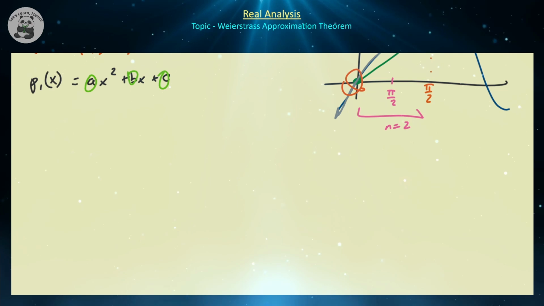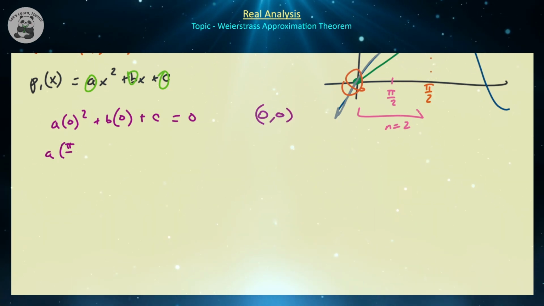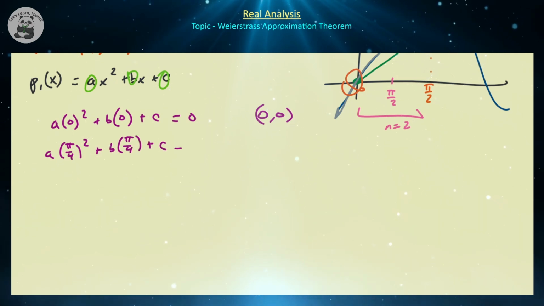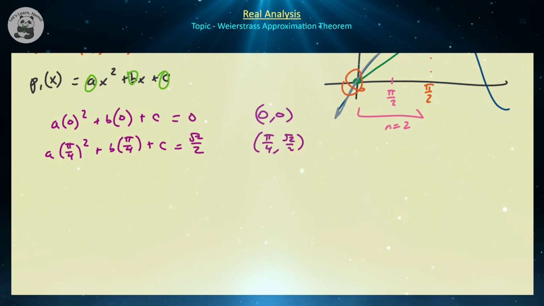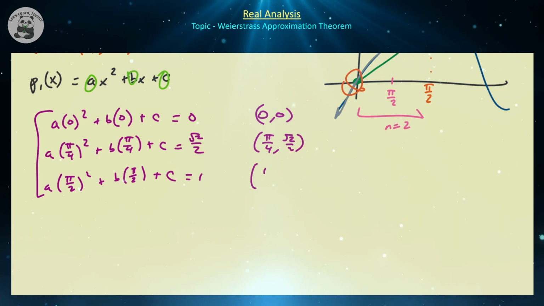So using the first point, we're going to have a times 0 squared plus b times 0 plus c is equal to 0. So this is for the point 0, 0. And then we're going to have a times pi over 4 squared plus b times pi over 4 plus c is going to be equal to the square root of 2 over 2. So that's your pi over 4, square root of 2 over 2 point. And then we're going to have a times pi over 2 squared plus b times pi over 2 plus c, and that's going to be equal to 1, and that's going to be your pi over 2 comma 1 point. And this is obviously a system of 3 linear equations, 3 unknowns.